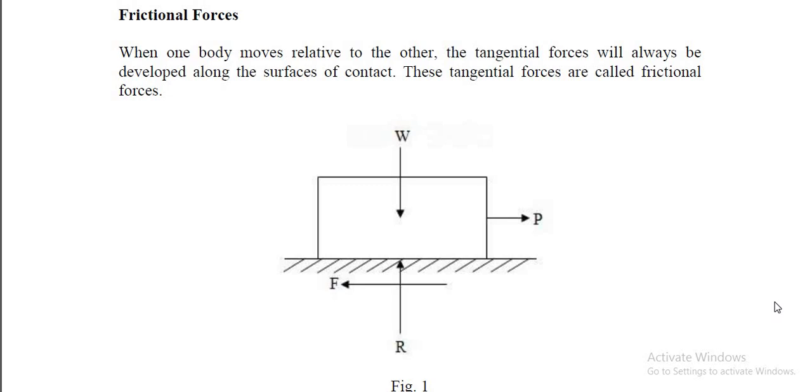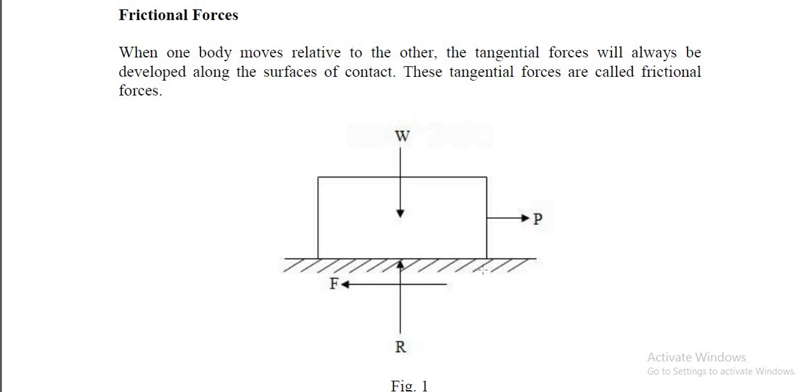So here, if you see in this figure, this block is resting on this surface. The weight W is acting. Due to the weight of the body, the normal reaction will automatically be developed. So W equals R. But now the question is how the block will move. If you see this, an effort P is applied.